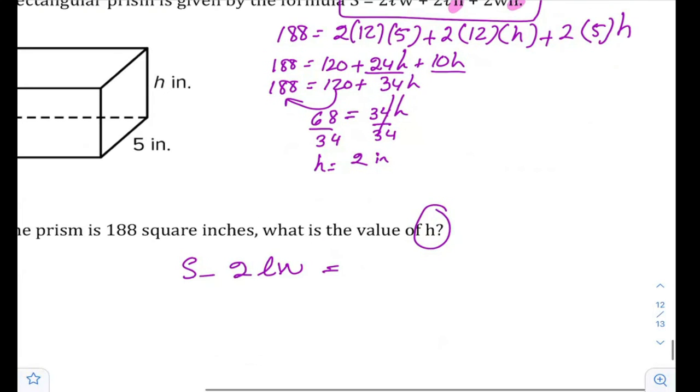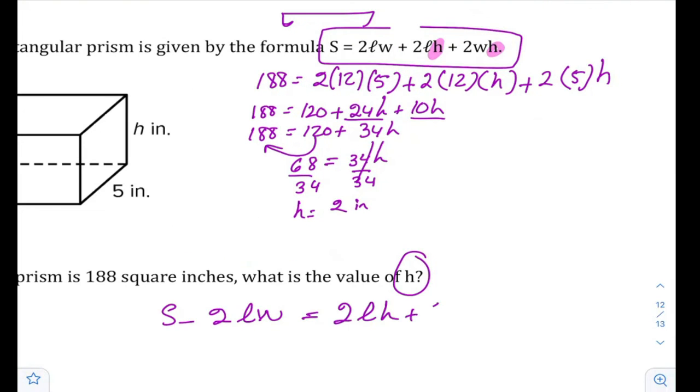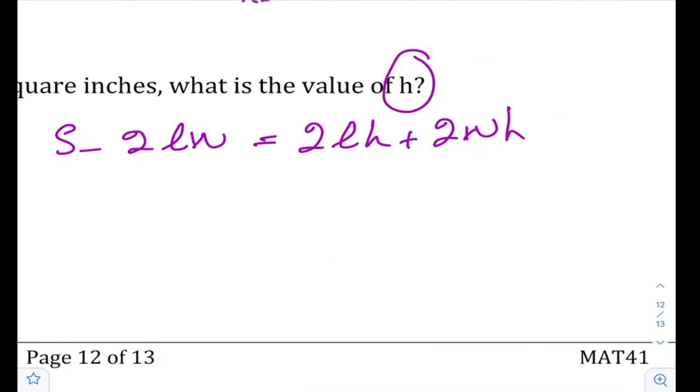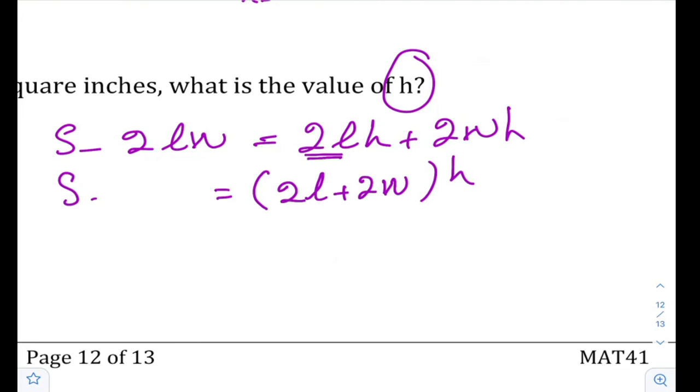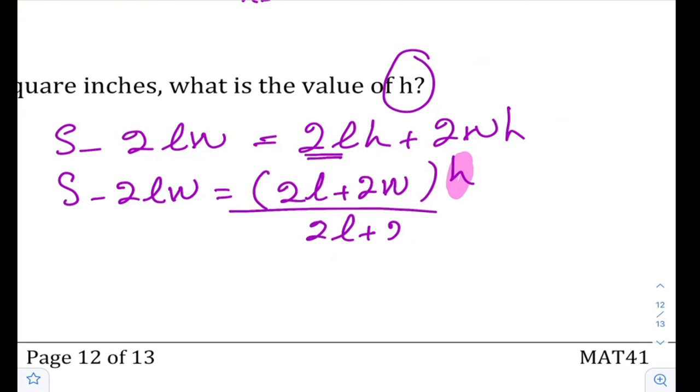Equals to 2LH plus 2WH. Now, unfortunately, you don't know them here, and you are only dealing with variables. So I will take H as common factor, and I will write the leftovers. And now you need H alone. So you will divide by 2L plus 2W. And here you will divide by 2L plus 2W. So this is H.